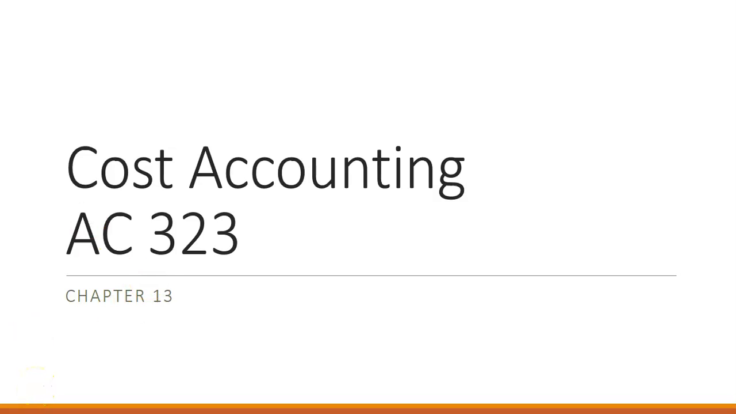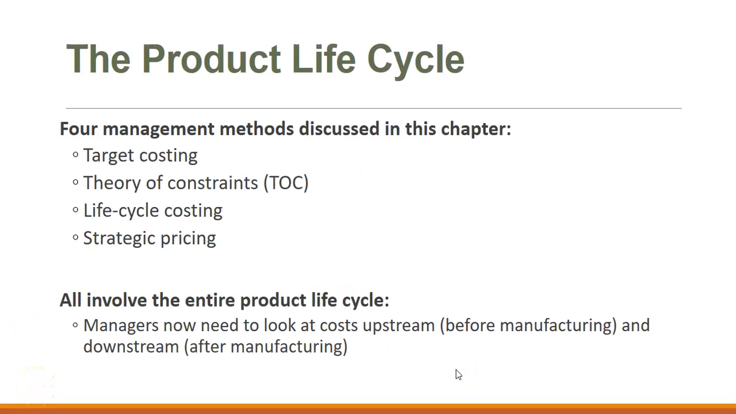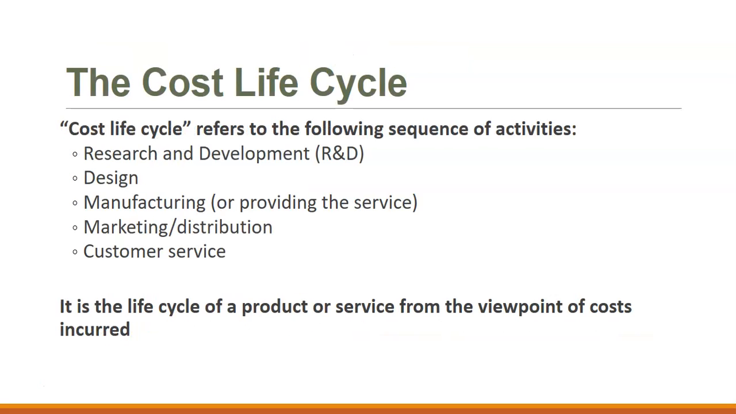Cost Accounting, Chapter 12. In Chapter 12, we talk about the product life cycle, and we're going to discuss target costing, theory of constraints, life cycle costing, and strategic pricing. All of these things look at the entire product life cycle, from research and development to after production, when things are being sold on the marketplace.